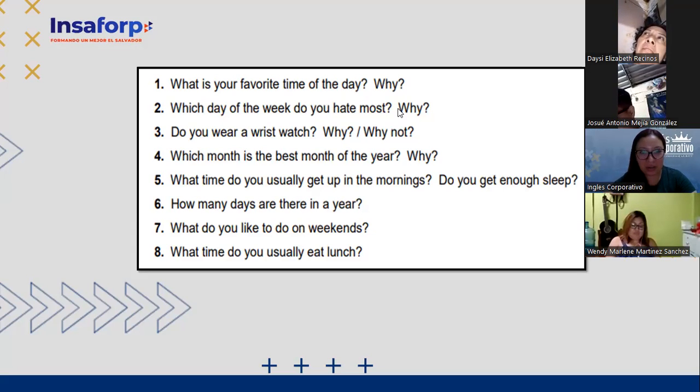Number 3, do you wear a wristwatch? No, I do not wear a wristwatch. No, no ocupo reloj de pulsera. I do not wear a wristwatch because I am allergic and I usually get allergies when I wear wrists because I sweat. Por lo general me da alergia porque suda la piel donde ponga cualquier material, any material of the watch. So I don't wear it because I am allergic to everything, a la vida en general, soy alérgica.